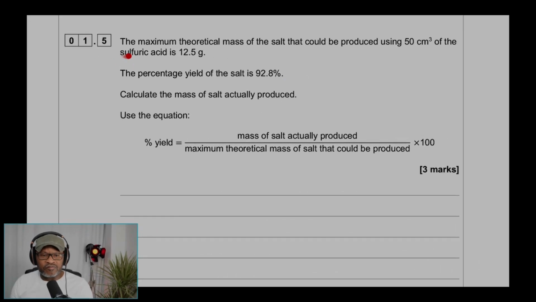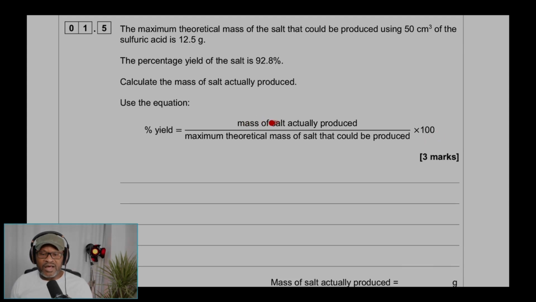Question 1.5. The maximum theoretical mass of the salt that could be produced using 50 cm³ of the sulfuric acid is 12.5 grams. The percentage yield of the salt is 92.8%. Calculate the mass of salt actually produced. Use the equation: percentage yield equals mass of salt actually produced divided by the maximum theoretical mass of salt that could be produced, times 100.